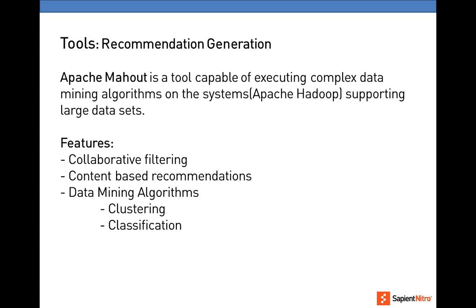It is currently supported on Apache Hadoop, which is a distributed large dataset system. But it can also support single node, smaller systems, or even non-Hadoop clustered systems. The features that Mahout offers are collaborative filtering, and, as we saw, content-based recommendations, data mining algorithms, clustering, and classification. Currently Apache Mahout doesn't have any kind of interface, but it's a Java-based library that you can call and use to make recommendations.